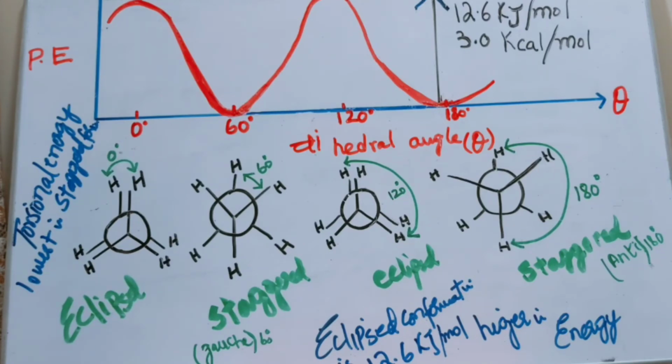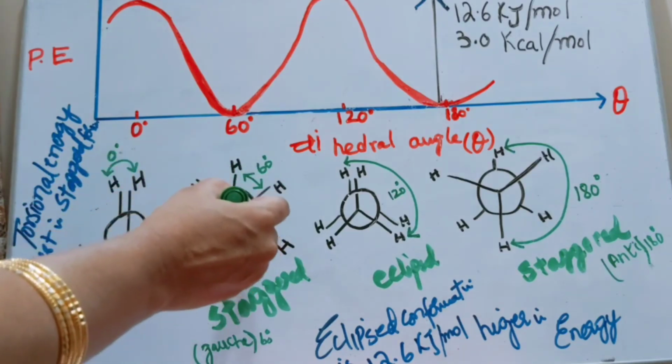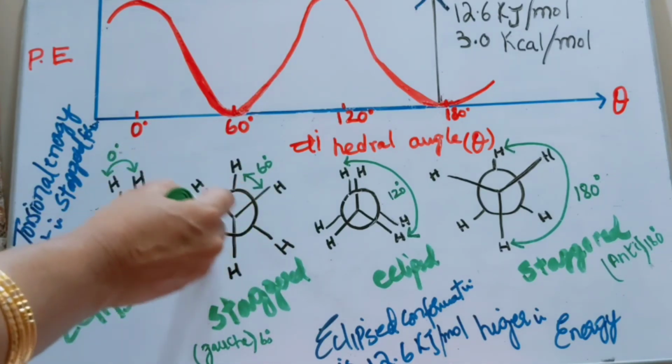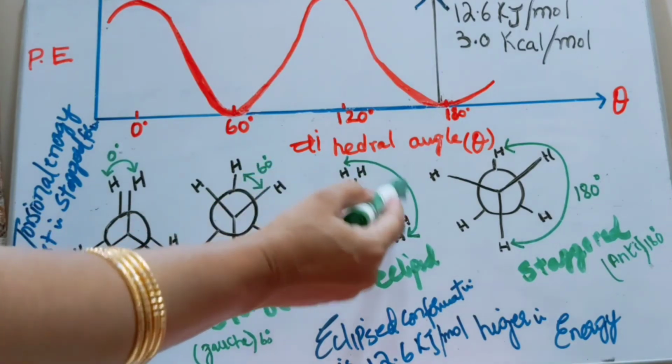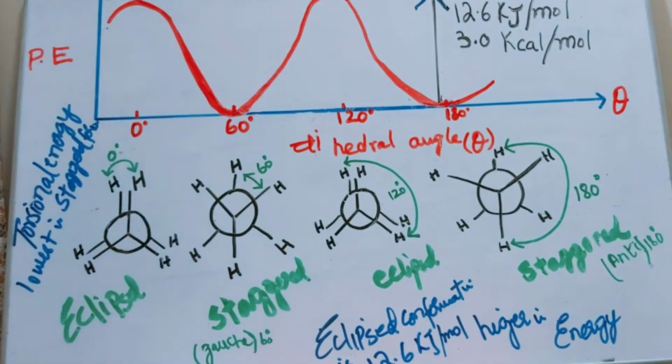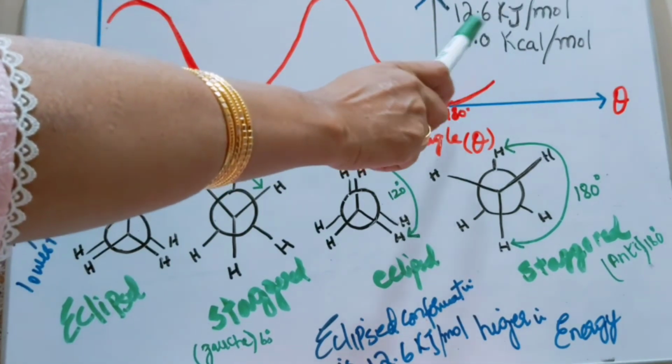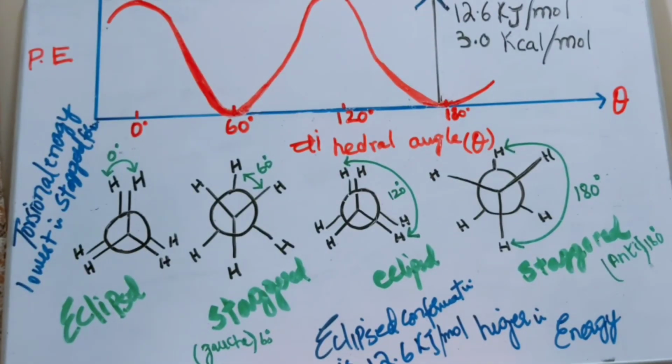And you have also learned that between eclipsed and staggered conformation, the staggered is lowest in energy due to the large separation, so it is more stable than the eclipsed conformation, right? Why? Because of the large separation between the electron clouds of the carbon-hydrogen bonds, whereas the eclipsed conformation brings the carbon-hydrogen electron clouds much closer. How much energy is needed? The eclipsed conformation is 12.6 kilojoule per mole, or 3.0 kilocalorie per mole, greater in energy than the staggered conformation.